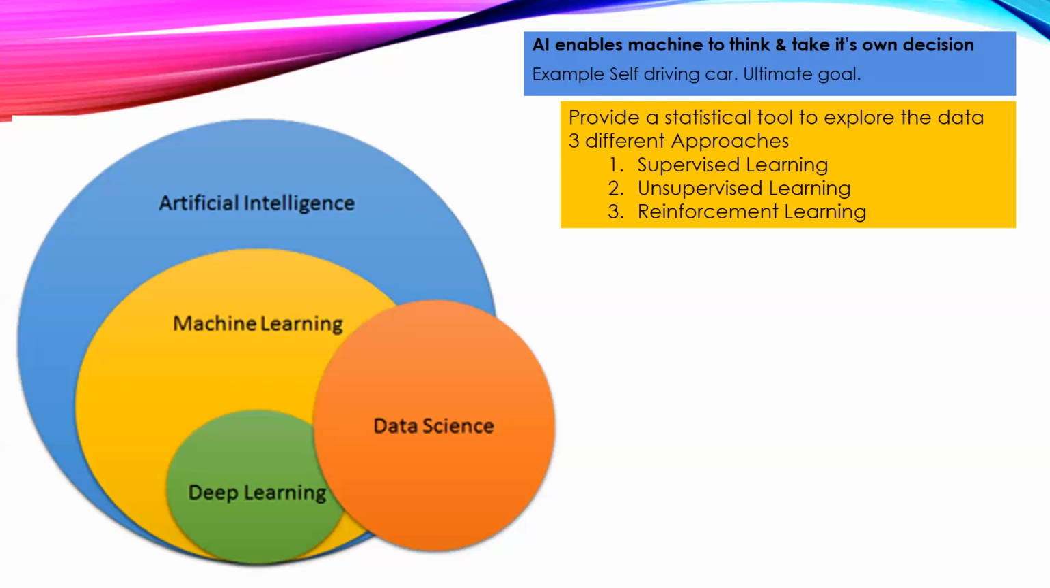So machine learning is basically a statistical tool to explore the data, with 3 different approaches, as I said: supervised learning, unsupervised learning, reinforcement learning, right? And we will discuss each of these 3 categories in more detail, because that is what our main class is about.